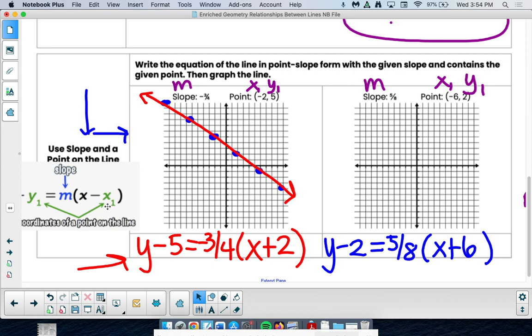And now we're going to graph. I'm going to use the same strategy I did before, and I'm just going to plot my point, -6, 2.